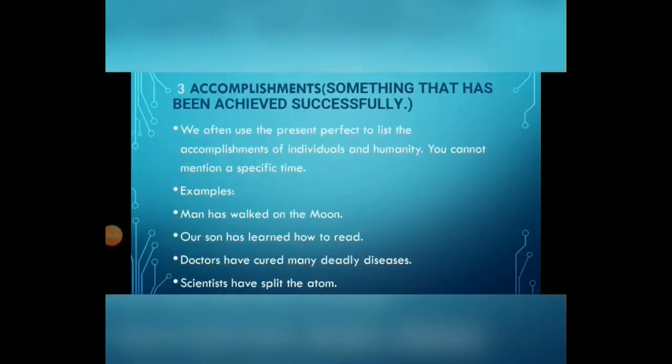Third point is accomplishment, meaning something that has been achieved successfully. We often use the present perfect tense to list the accomplishments of individuals and humanity. You cannot mention a specific time. Examples: man has walked on the moon. Our son has learned how to read. Doctors have cured many deadly diseases. Scientists have split the atom.